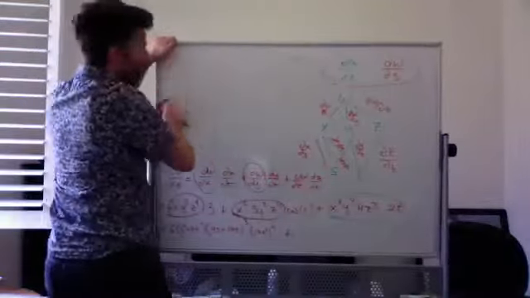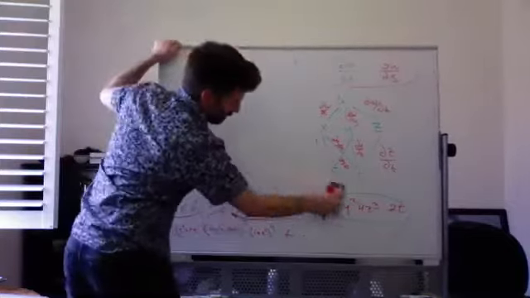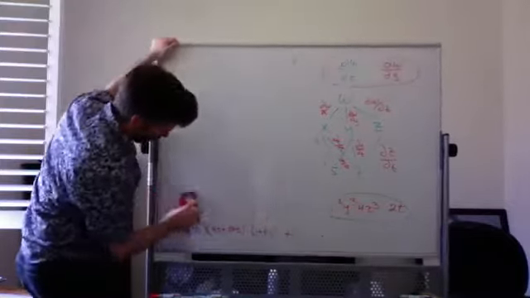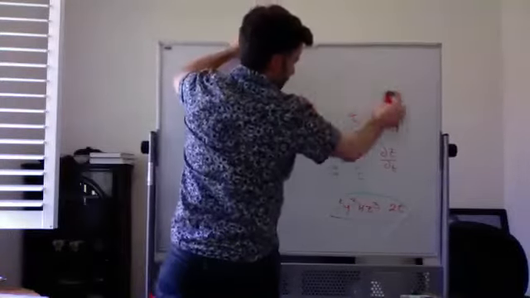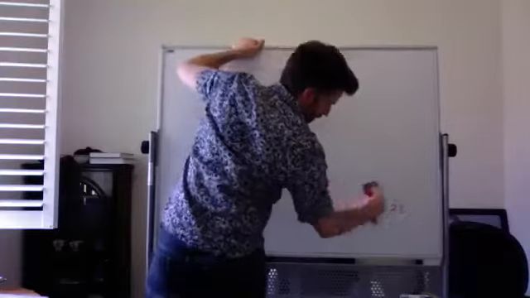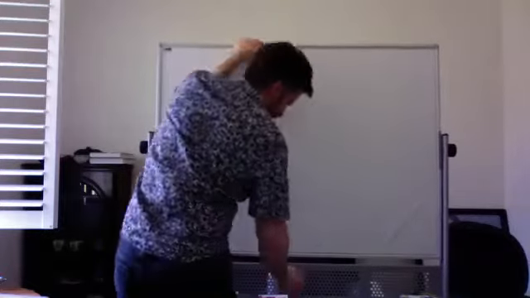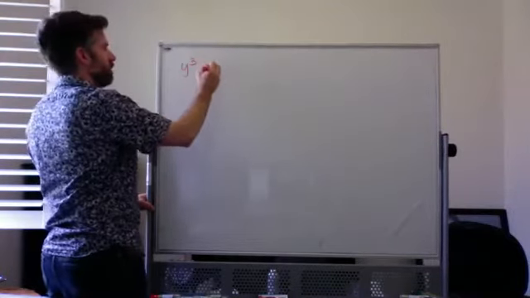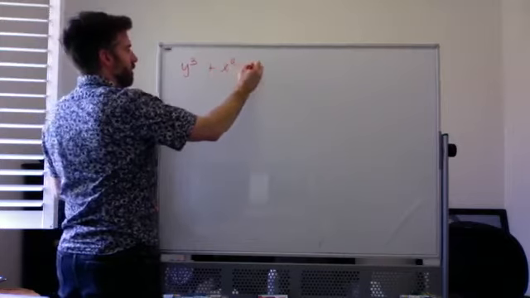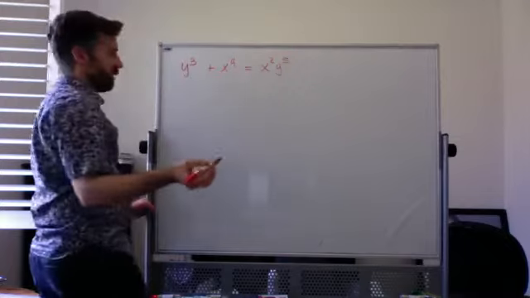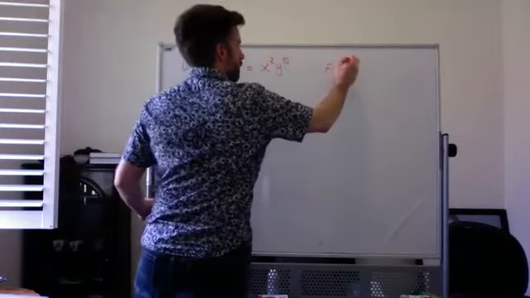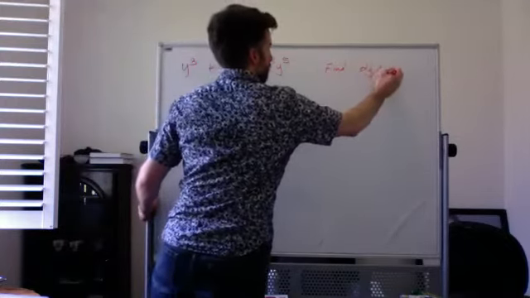So again, I don't know if this will really come up for you guys, but I know I've seen it come up in 17C before. It's nice to have in your back pocket: if someone says use implicit differentiation, you can also use this. So let's say, for example, I'm trying to make this not too hard, we have y cubed plus x to the fourth equal to x squared y to the fifth. Now I want to find dy/dx.